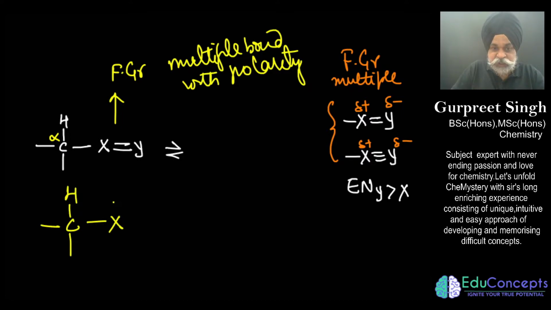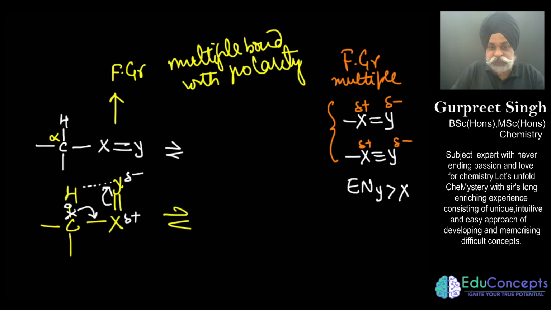Now what would happen? If I place it once again like this, where y is more negative than x, these two electrons would come here and this would go this side. Why? What is the driving force?